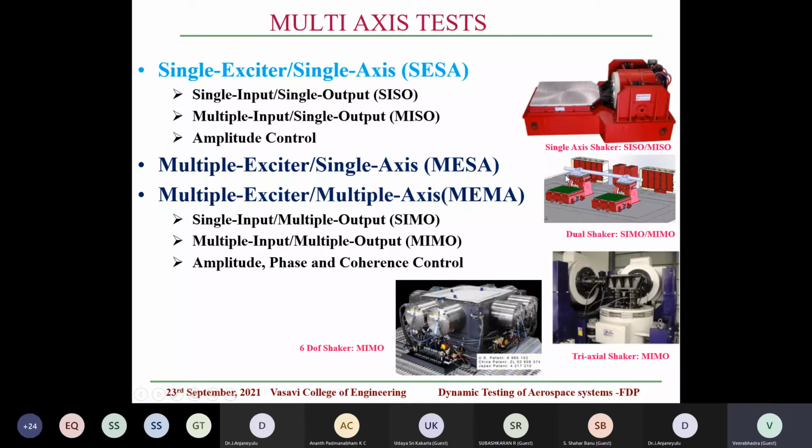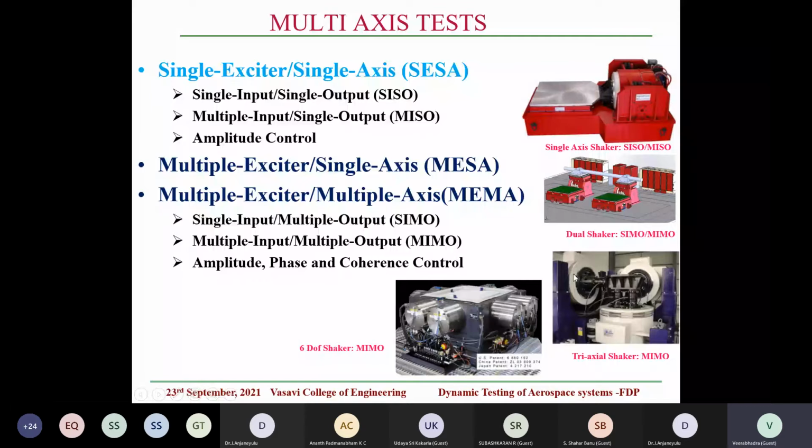So there are different techniques like single input, multiple output, multiple input, multiple output. In these systems, apart from only amplitude, like I was telling 5G, 2G in different frequency ranges, you need to control phase and coherence, because the excitation of one axis should not affect the other axis, or this axis excitation should not affect another cross axis. So for that we need to control phase and coherence. These were achieved very late even in aerospace industries, but in other automobile industries it was done decades before. I will explain the reason why.